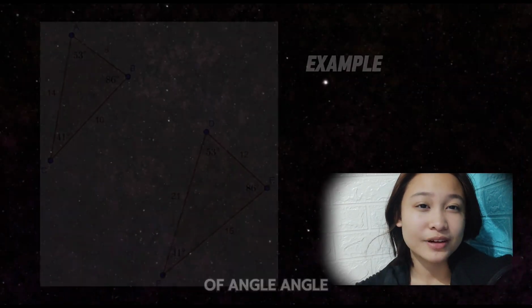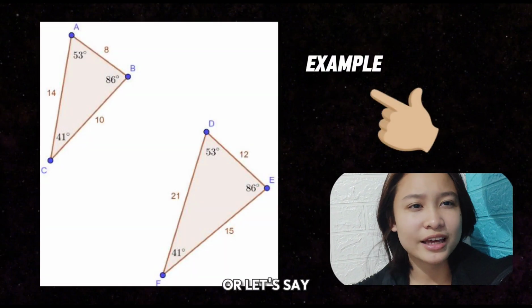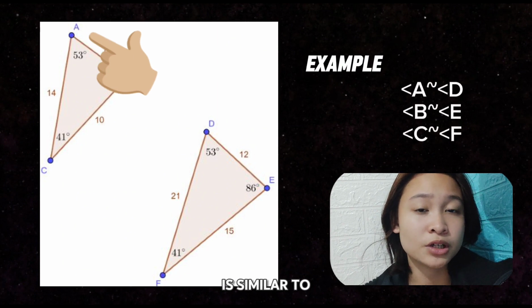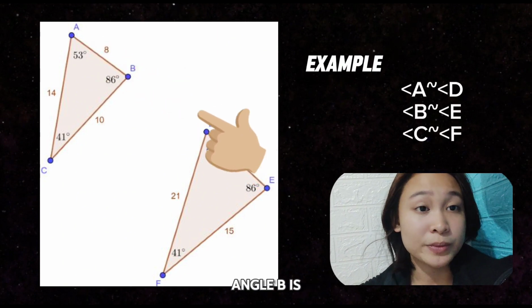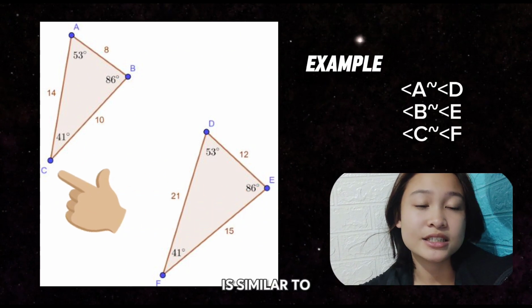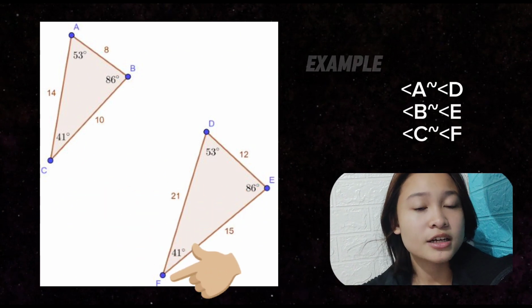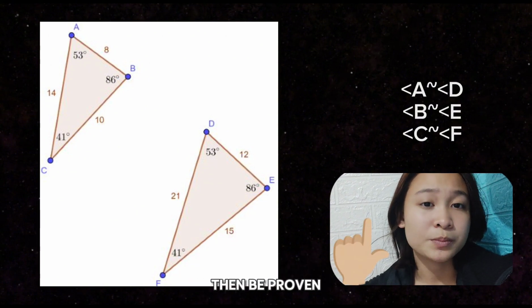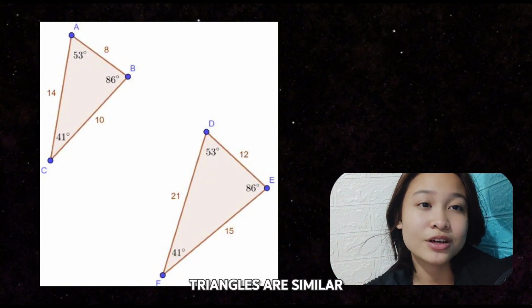Here's an example of the angle-angle postulate, or let's say AA. The diagram shows that angle A is congruent to angle D, angle B is congruent to angle E, and angle C is congruent to angle F. Since all three angles are congruent, it can then be proven that these two triangles are similar. Do you now understand what the AA similarity postulate is?